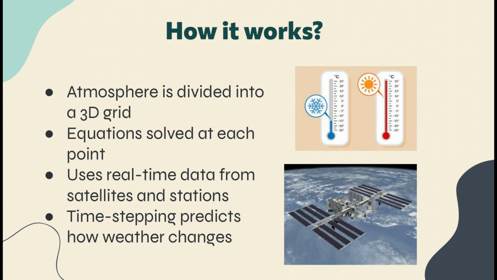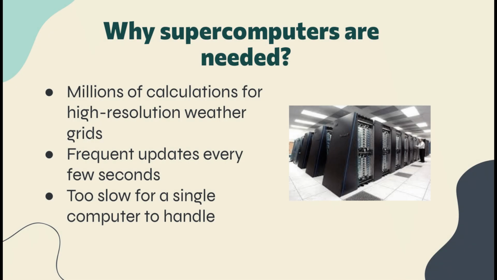The process begins with initial conditions, which are the real-world data collected from satellites, weather stations, and weather balloons. The model then steps forward in small time intervals and predicts how the entire system evolves. By repeating this process, the simulation builds a forecast of future weather, hour by hour and day by day. The more grid points and time steps we use, the more accurate the forecast becomes, but it also requires more computing power. Now I'll explain why supercomputers are needed.